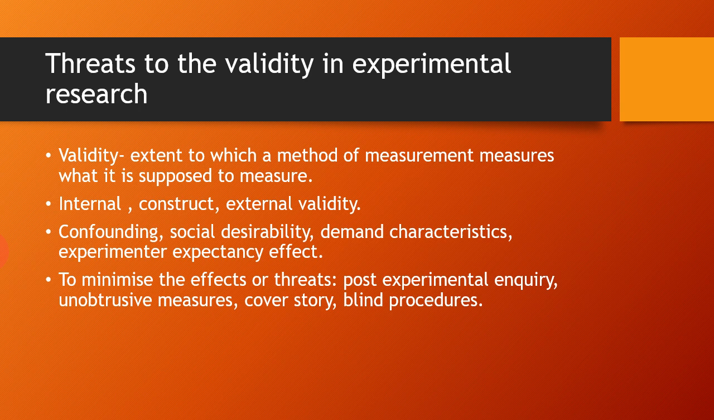Next is the method of blinding. There is a single blind procedure and a double blind procedure. It is to reduce the experimenter expectancy effect, so that the condition will not be known, and the participant will not know about the experiment beforehand.